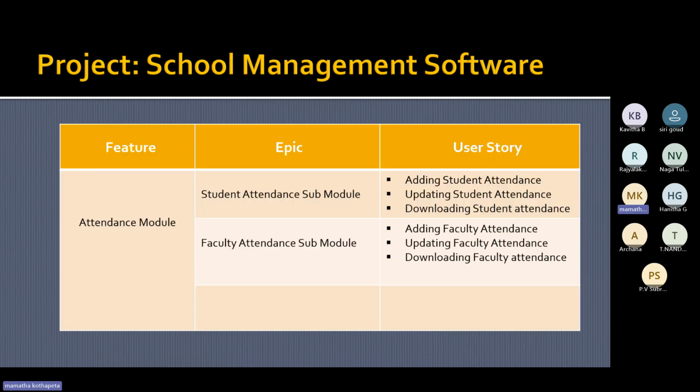Now, this is an example of a school management software where the customer wants an attendance module to be developed. That is the actual functionality. What is the Epic inside that? Inside that he wants a student attendance module and also a faculty attendance module. That is considered as an Epic.